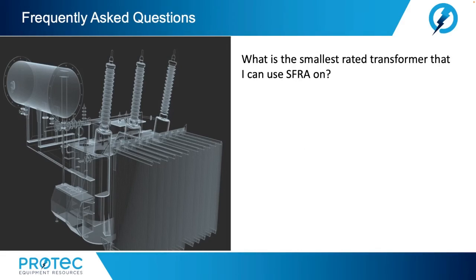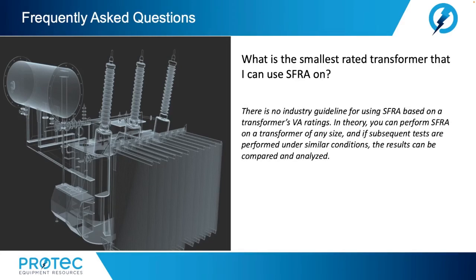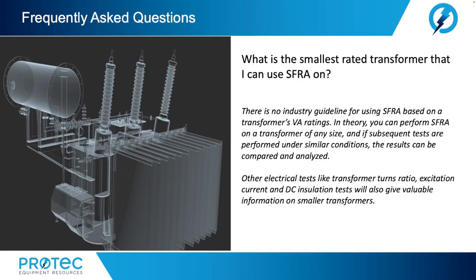What is the smallest rated transformer that I can use SFRA on? There is no industry guideline for using SFRA based on a transformer's VA rating. In theory, you can perform SFRA on a transformer of any size, and if subsequent tests are performed under similar conditions, the results can be compared and analyzed. Other electrical tests like transformer turns ratio, excitation current, and DC insulation tests will also give valuable information on smaller transformers.